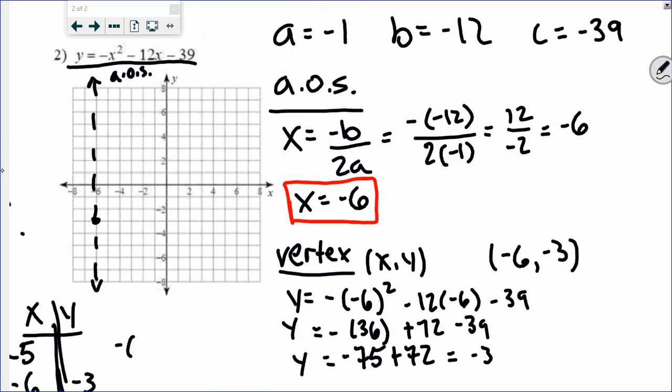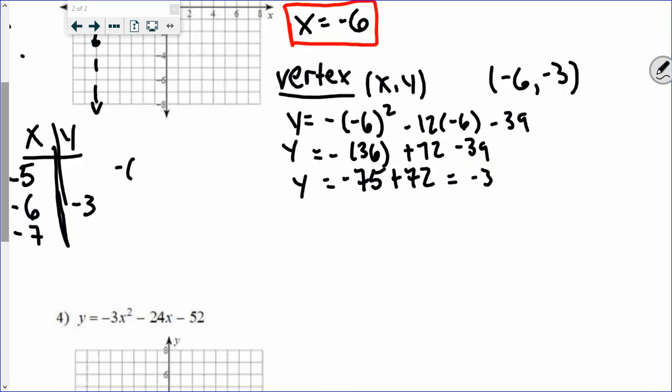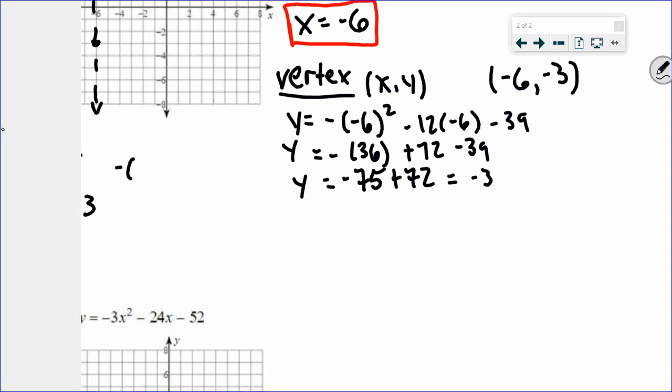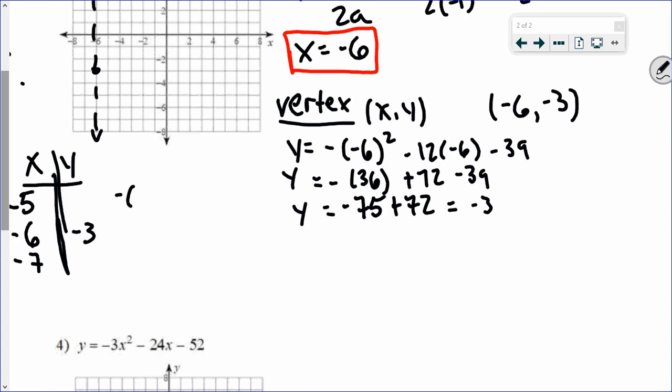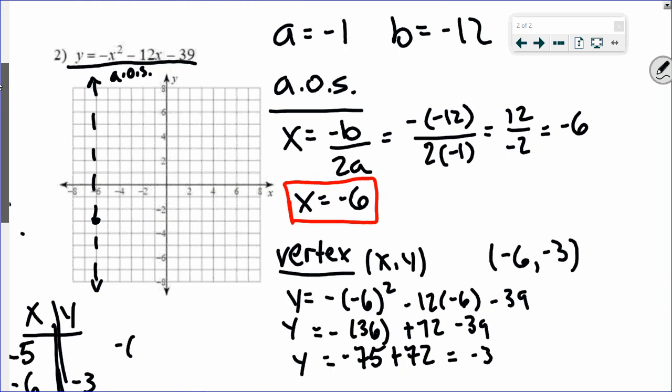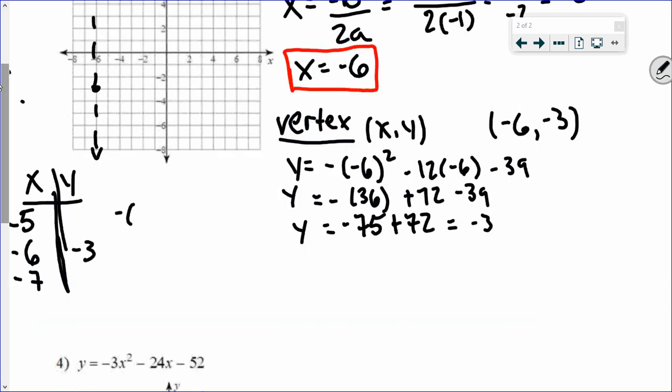Plugging that in again. This is not being very cooperative today.